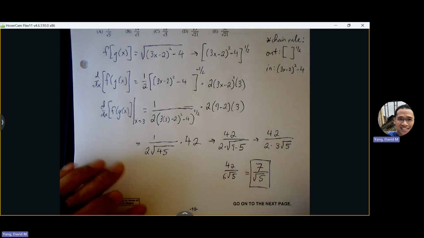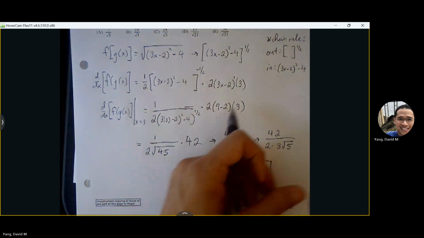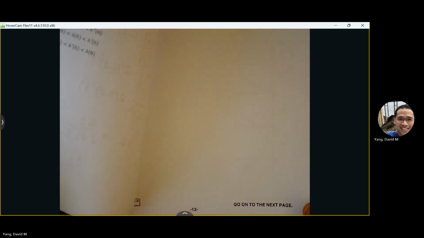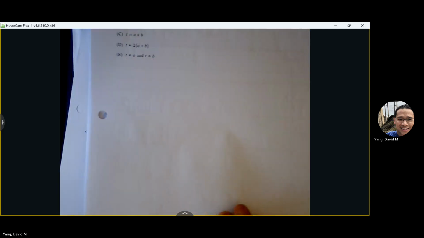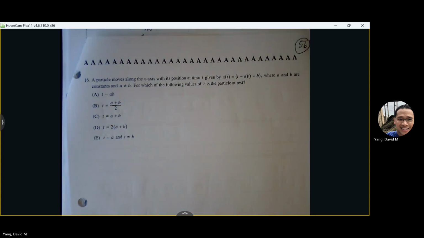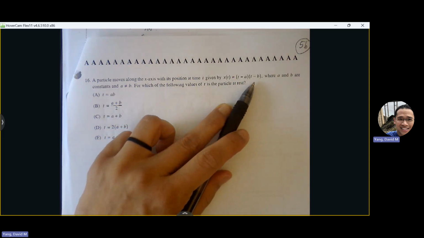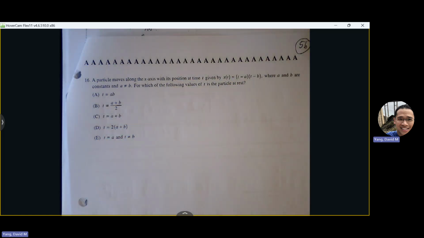Let's skip to 16. Okay, a particle moves along the x-axis given by x of t equals (t minus a) times (t minus b), where a and b are constants. Which of the following values is where the particle is at rest?